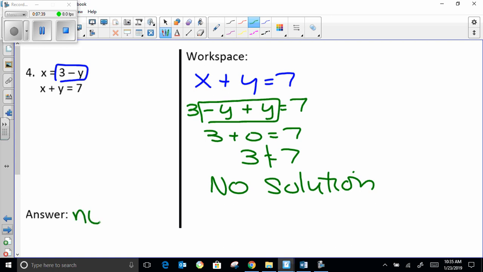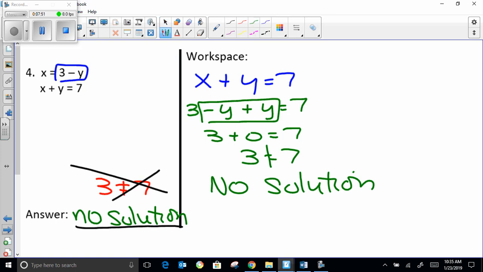Make sure you write your answer. Do not write 3 is not equal to 7. That's not your answer, that is your work. No solution would be your answer.